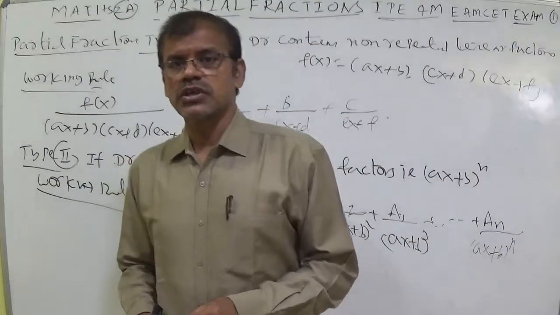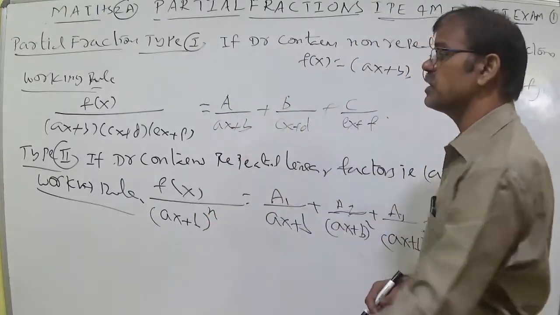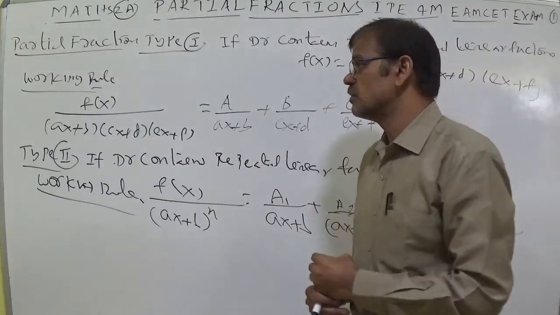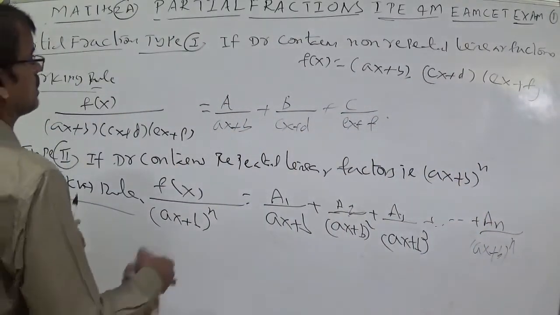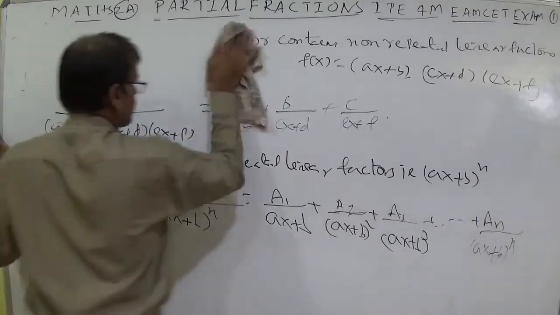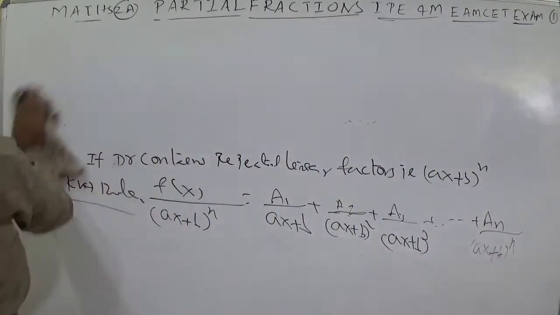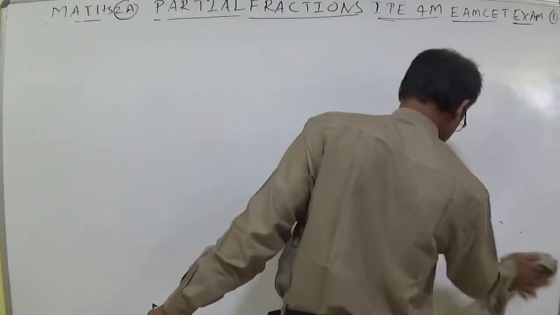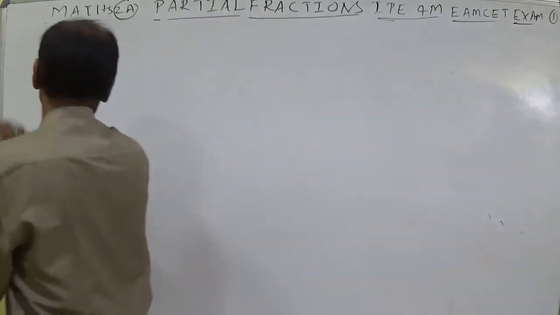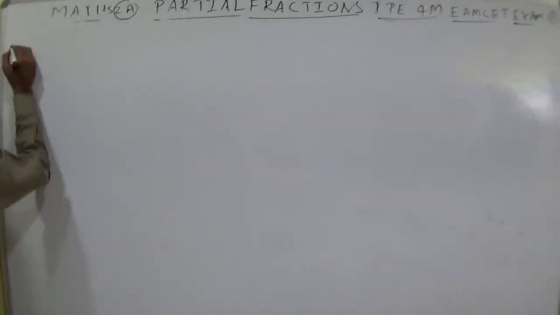Type 3 is also there. What is type 3? The denominator contains repeated and non-repeated factors. That one also is there, depending upon these 3 types. Exercise 7a is there, so we should use both, repeated and non-repeated.